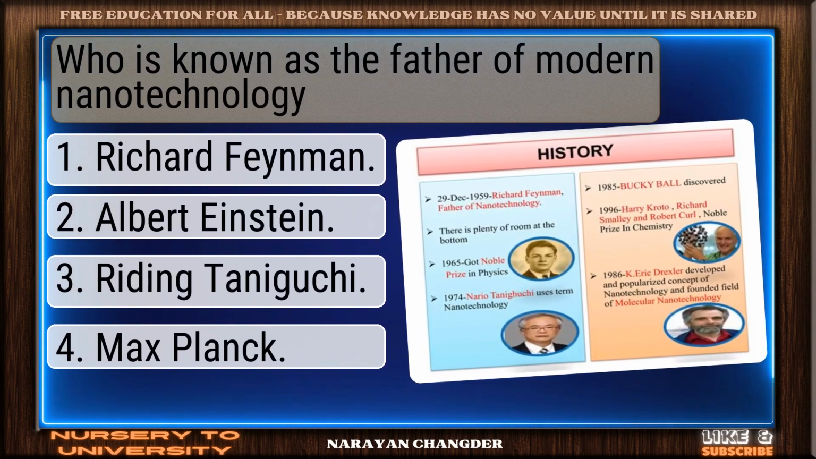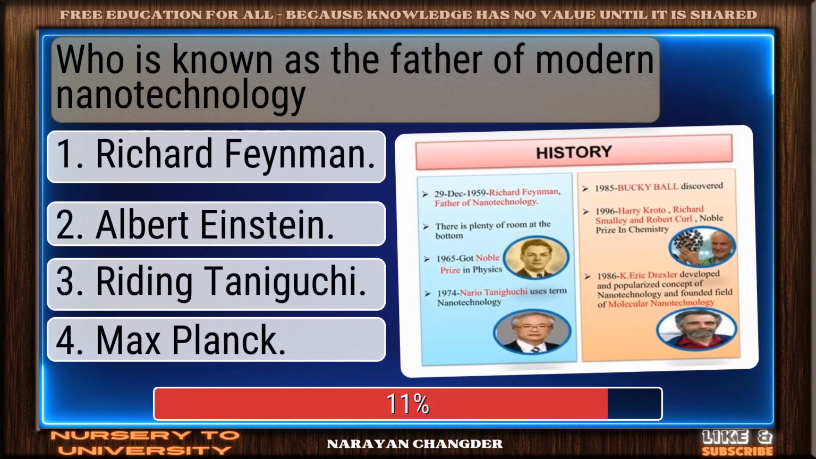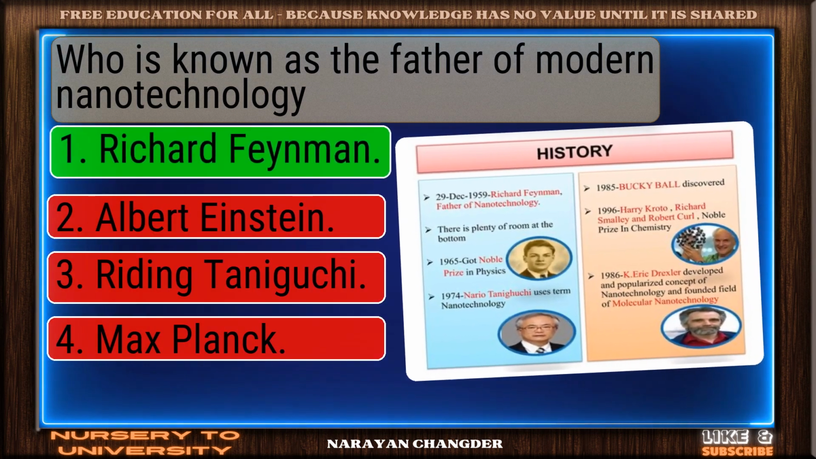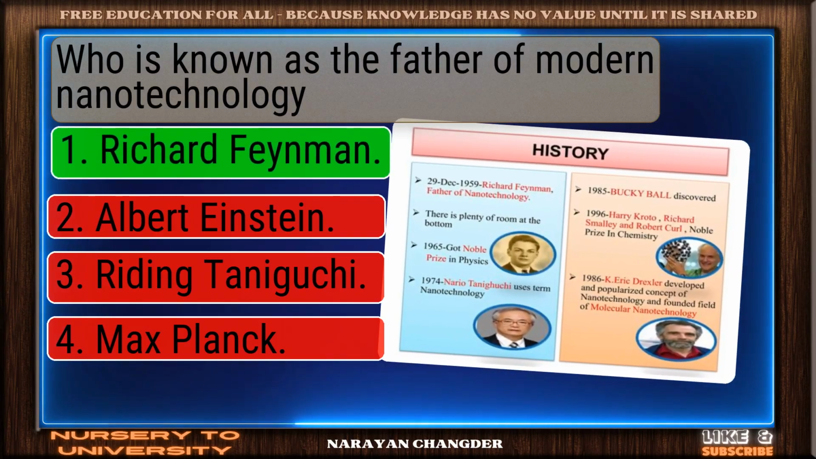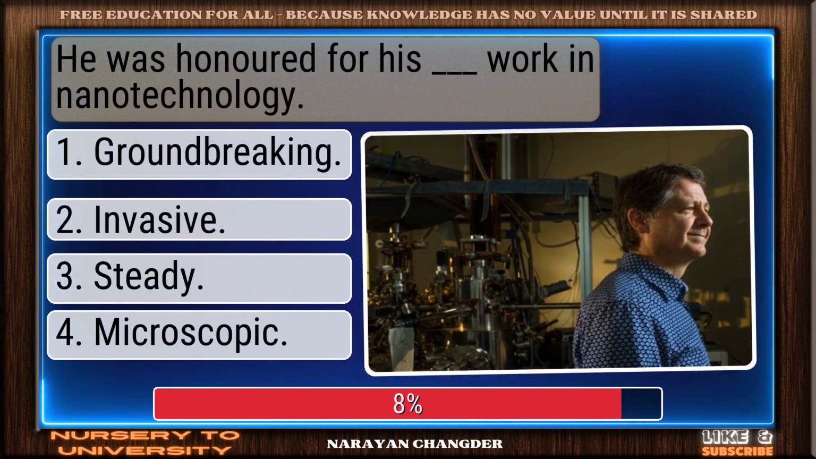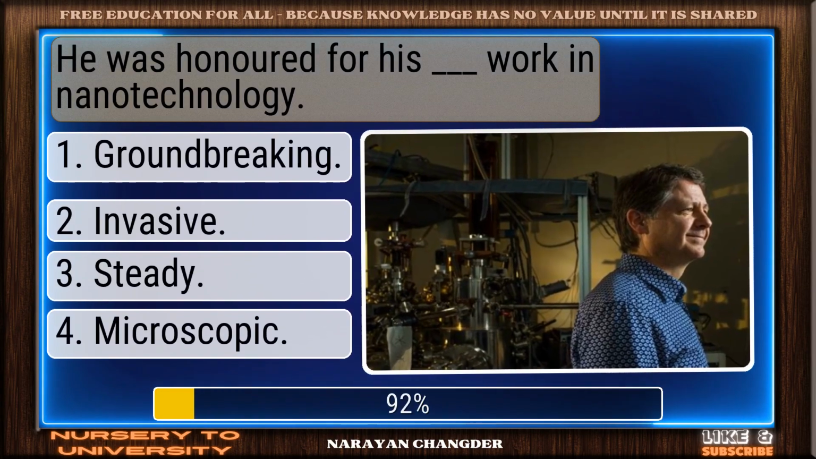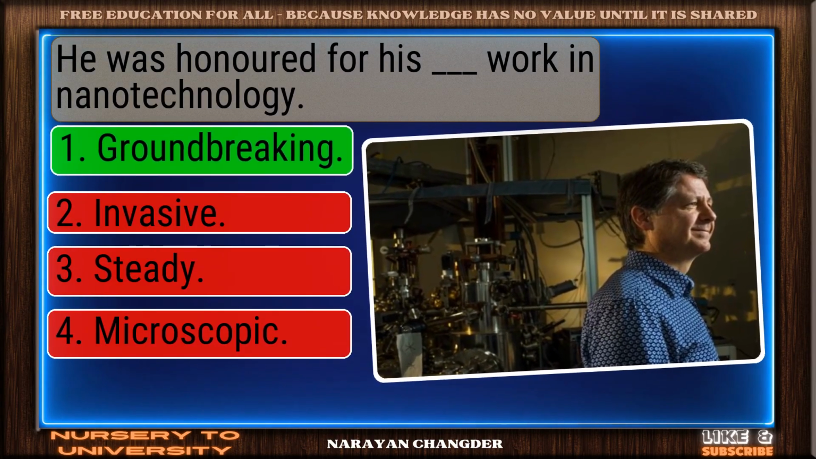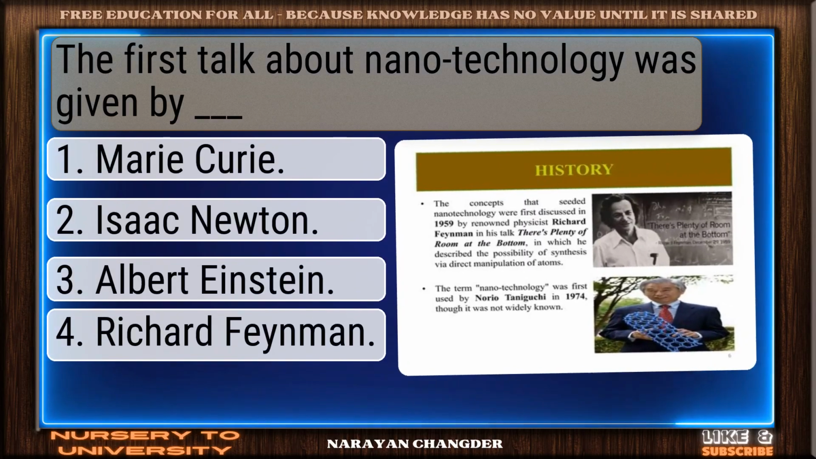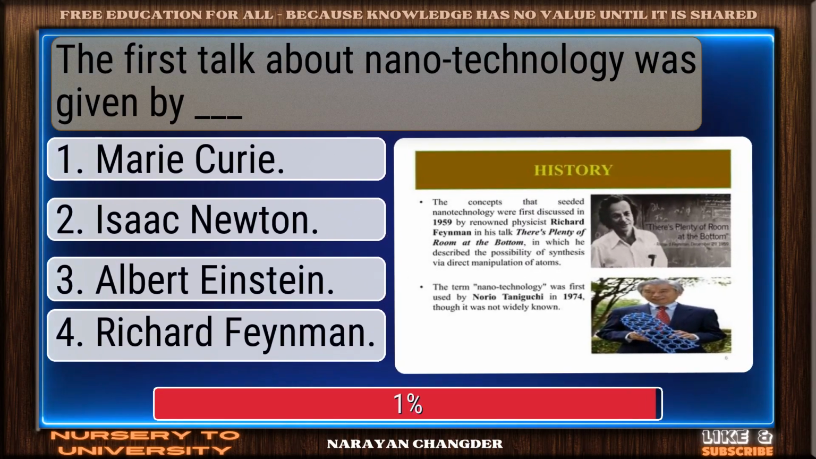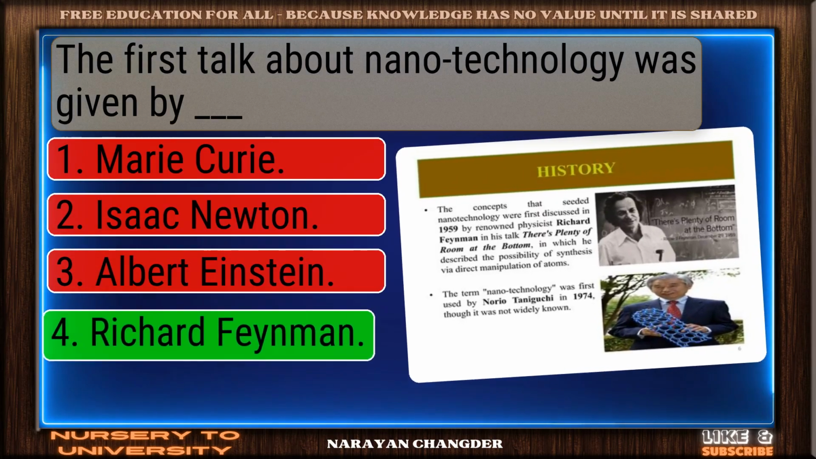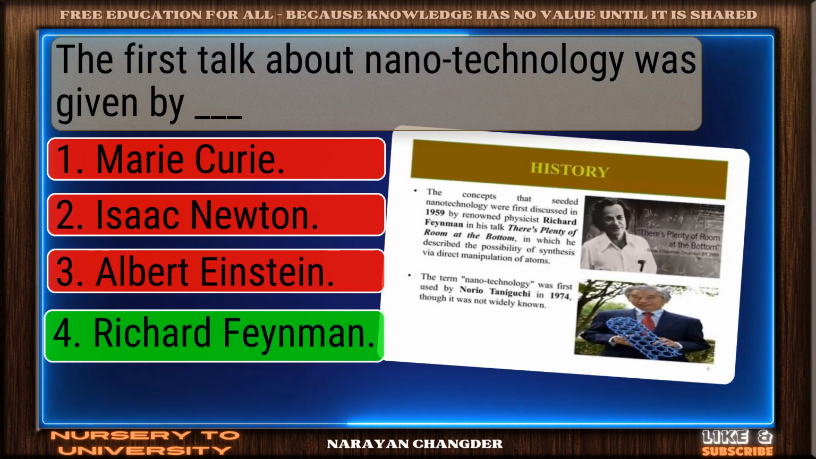Who is known as the father of modern nanotechnology? Perfect. Richard Feynman is the correct choice. He was honored for his dash work in nanotechnology. Well picked. Groundbreaking is the correct answer. The first talk about nanotechnology was given by dash. Great job. Richard Feynman is the accurate answer.